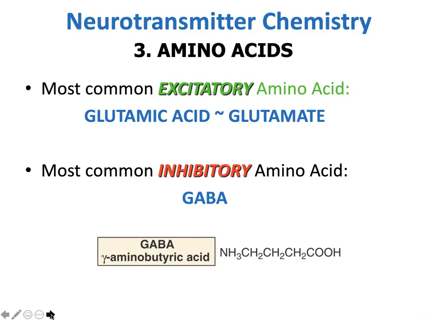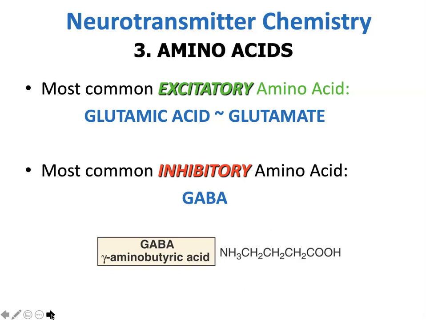Again, it's the major excitatory neurotransmitter in the brain, and it works by binding 3 different types of receptors. It just depends on which neuronal connection you're studying. It does not necessarily bind to all of them at the same time, but one neuronal connection might use a certain receptor, and then another will use a different one.